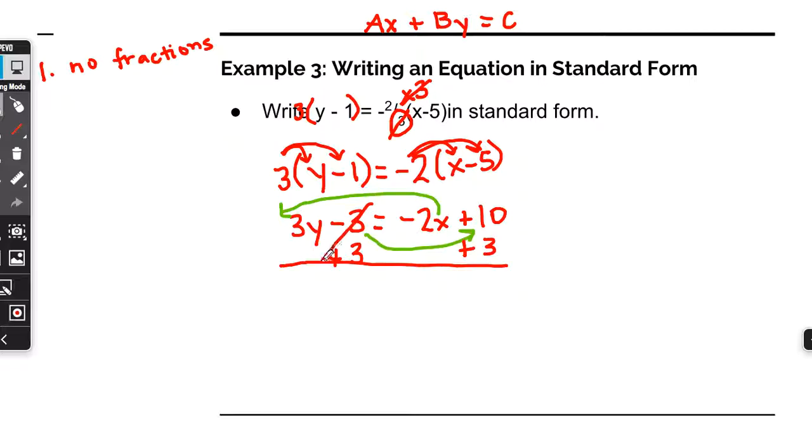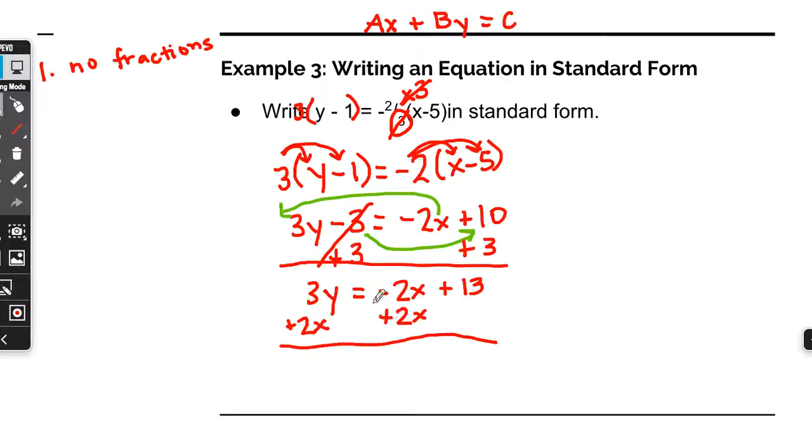By adding 3, I eliminate this negative 3. So I'm left with 3y equals negative 2x plus 13. And then that next thing I needed to do was to move this 2x to the other side. So since it's negative right now, to cancel it out, I'm going to add. Okay, so I've added 2x.